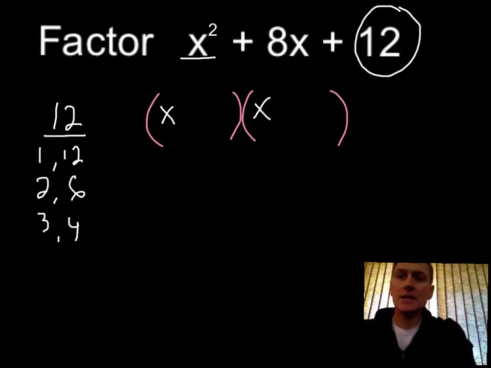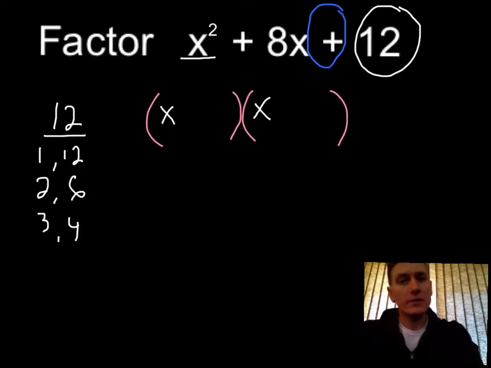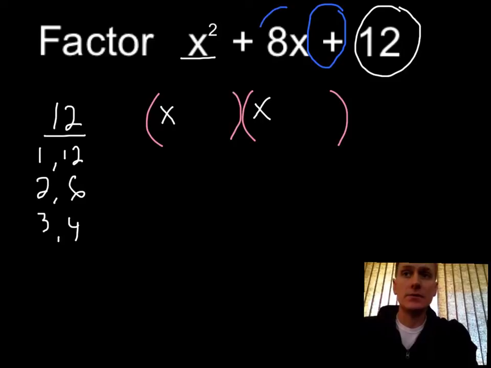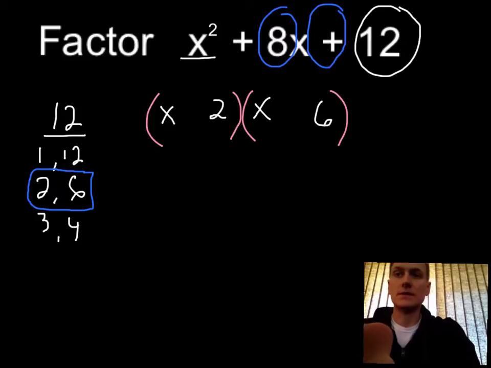If you notice, the sign in the back of the trinomial is a positive, which means what we're supposed to look for is factors of 12 that add up to the middle term of 8. Which factors of 12 add up to 8? If you notice, factors of 2 and 6 both add up to 8. Those are the numbers that we put inside parentheses, 2 and 6.